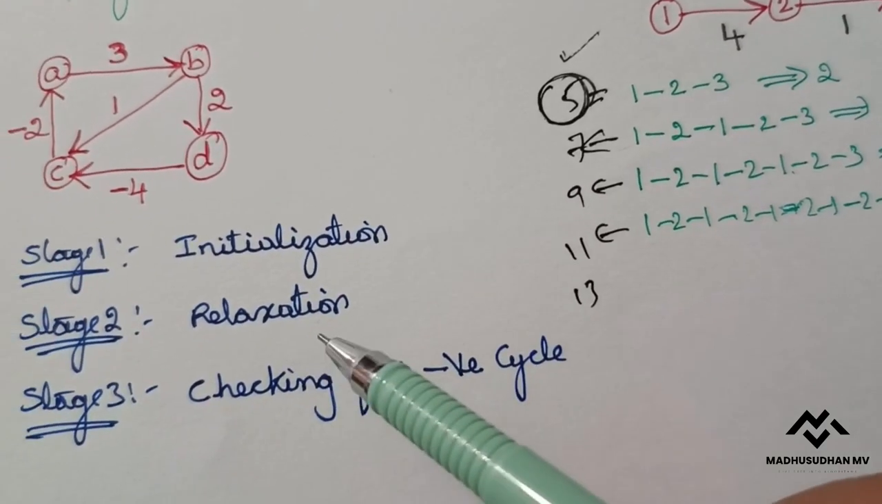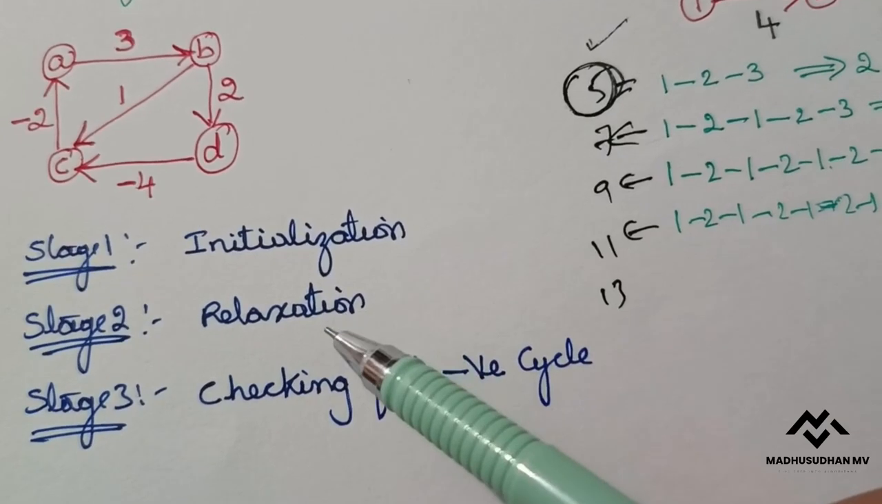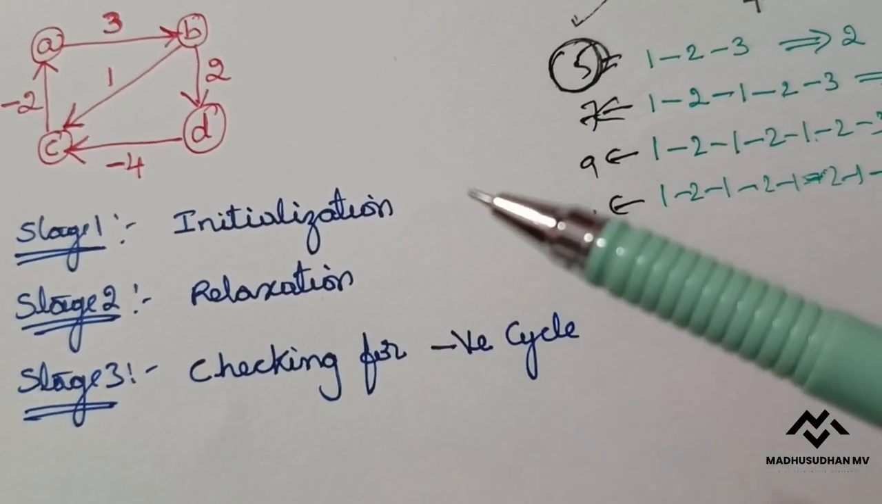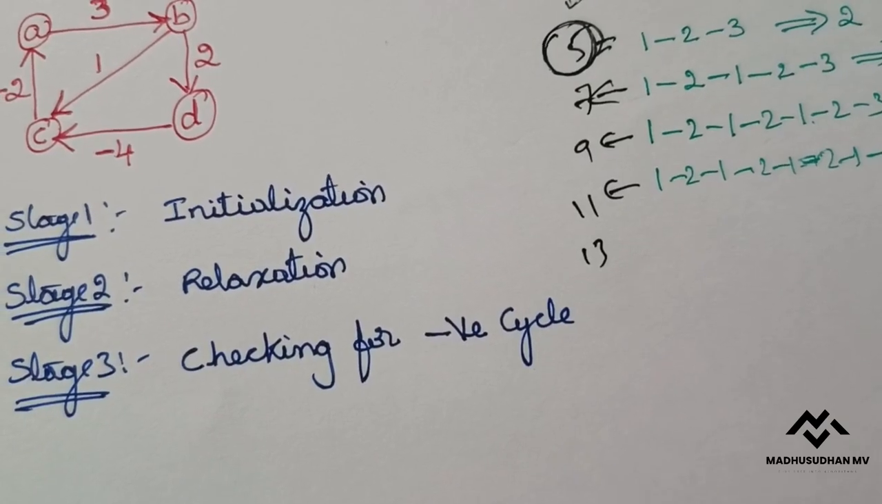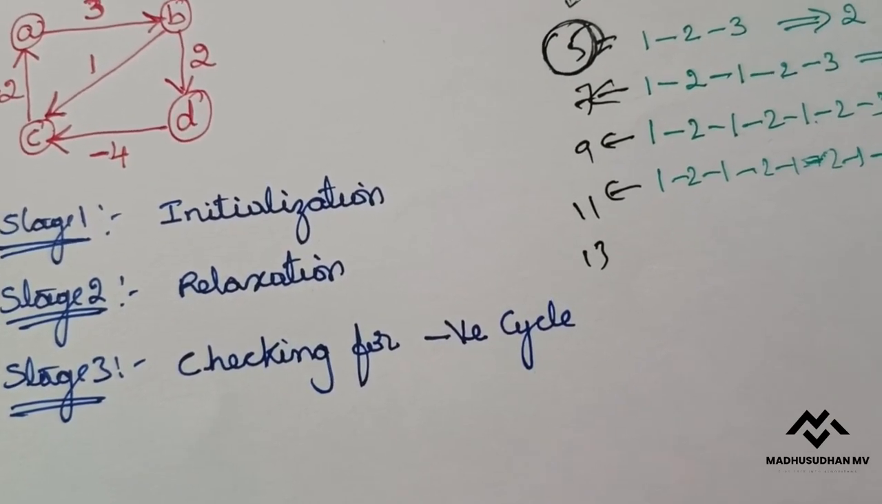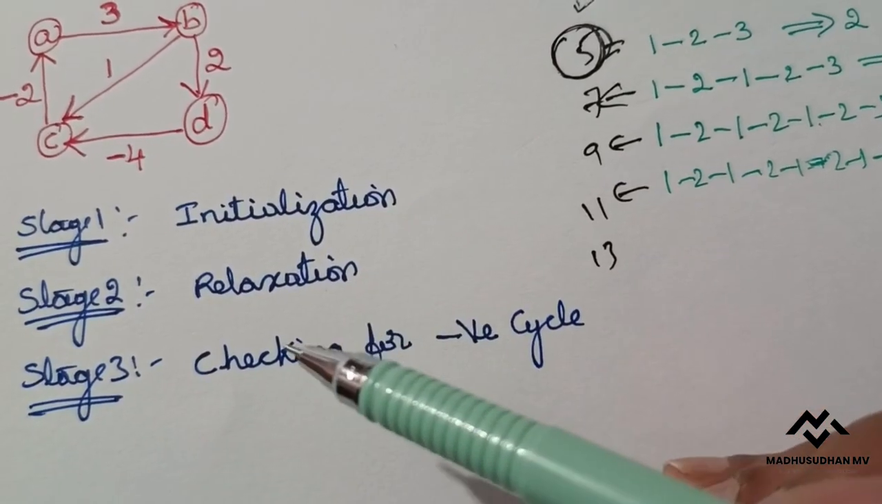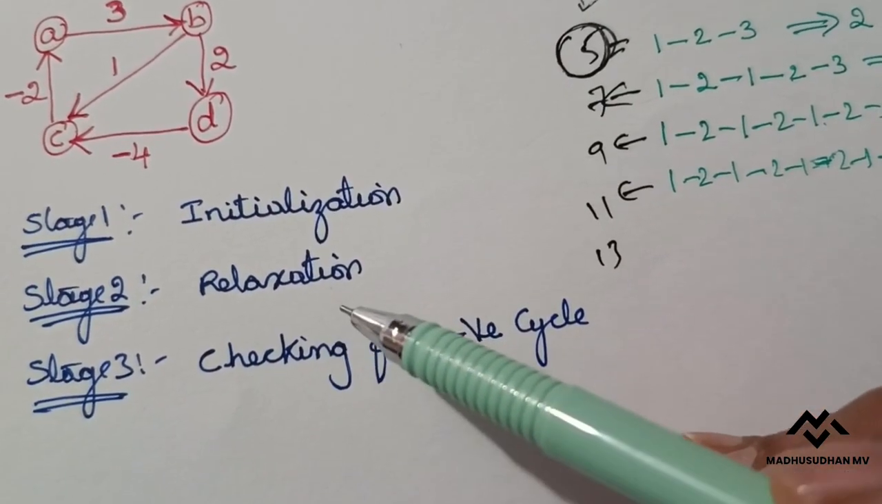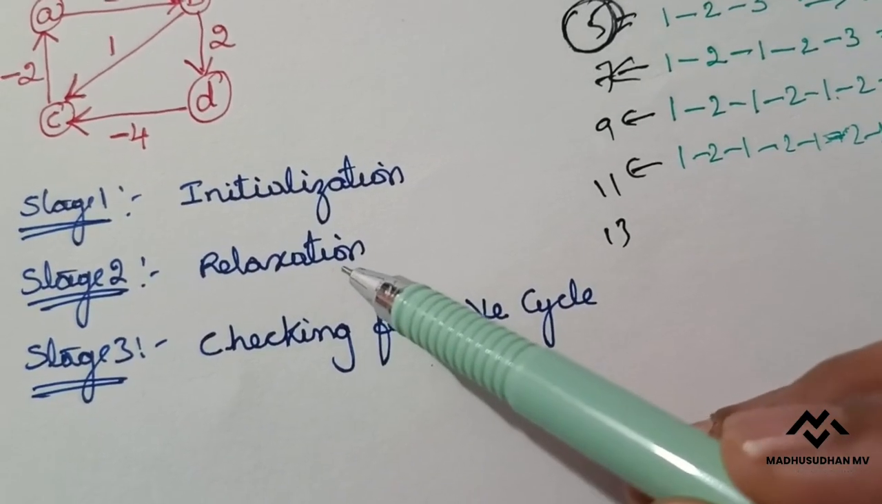So in the relaxation stage, whatever shortest distance it finds in the first round, it will try to reduce, because always we are looking for what? Shortest distance. So shortest means minimum. So we always try to reduce the shortest distance. That will be done for all the edges through relaxation.